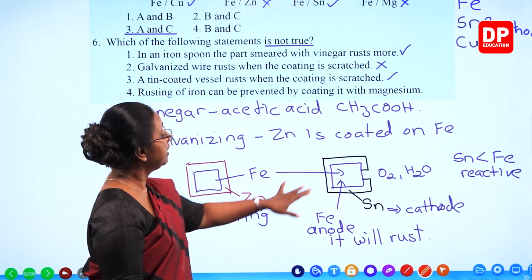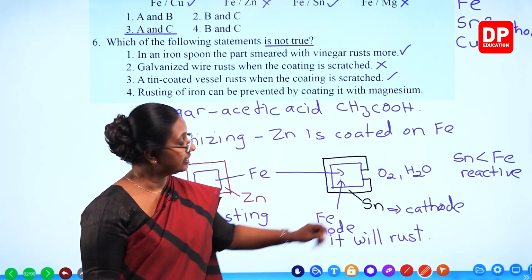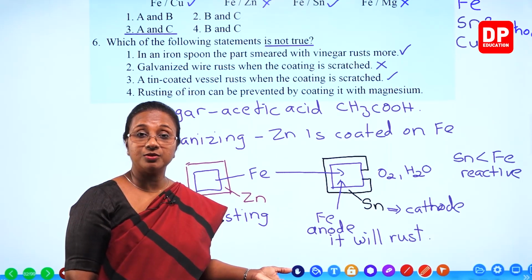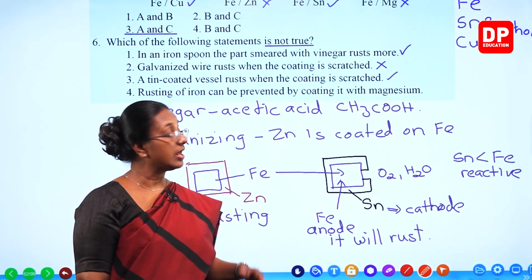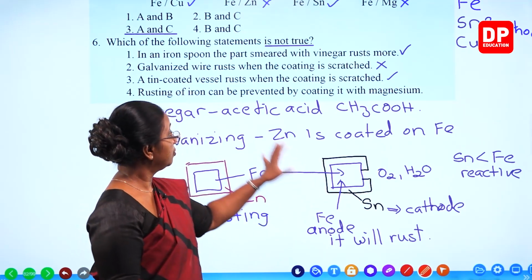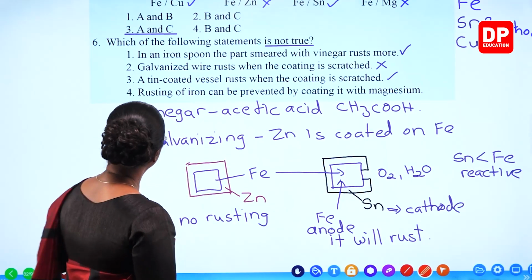So you all know, if there is a scratch on the tin coating, because tin is less reactive, it becomes the cathode and iron becomes the anode. Actually, the rusting will be accelerated. So that is, of course, correct.